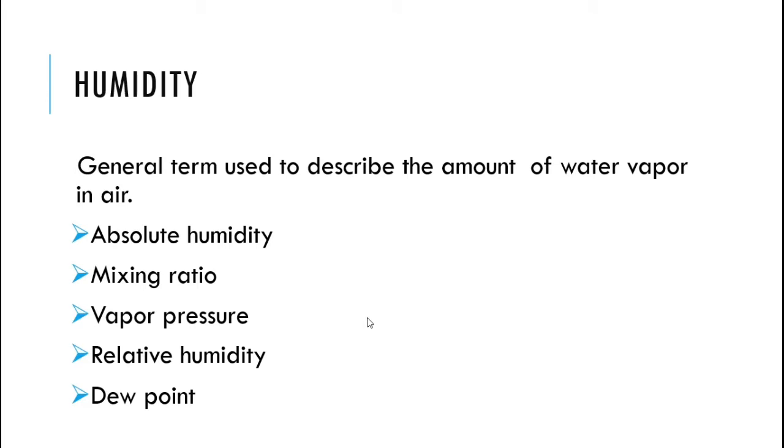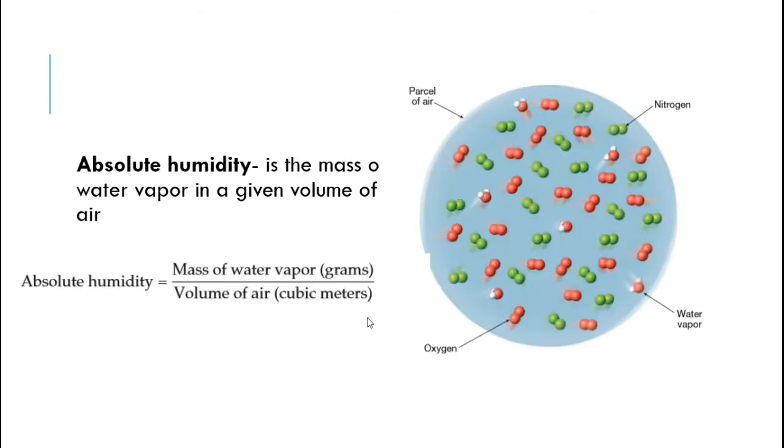Now, let's take a look at humidity. Because when we say humidity, water vapor present in air is very important. So, it's the general term used to describe the amount of water vapor in air. We have absolute humidity, mixing ratio, vapor pressure, relative humidity, and dew point. So we are going to discuss these terms. When we say absolute humidity, it is the mass of water vapor in a given volume of air. So again, mass of water vapor present per volume of air in cubic meters.